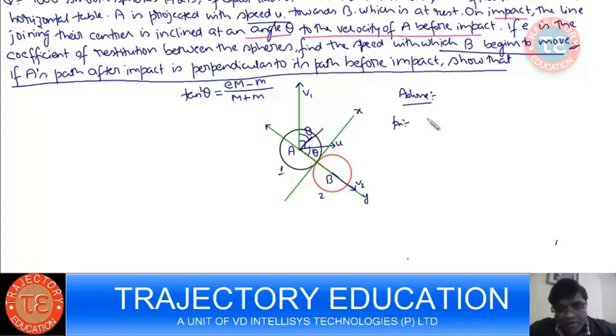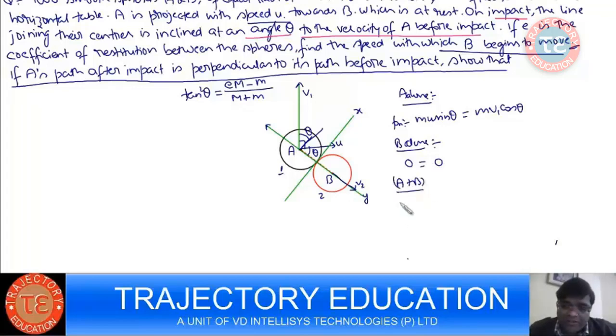So in the x direction, the momentum of A before collision was u sin theta, and that will be mv1 cos theta. The momentum of B alone in the x direction was 0 initially, and finally it is also 0. Okay. A plus B as a system, we can conserve momentum in the y direction.